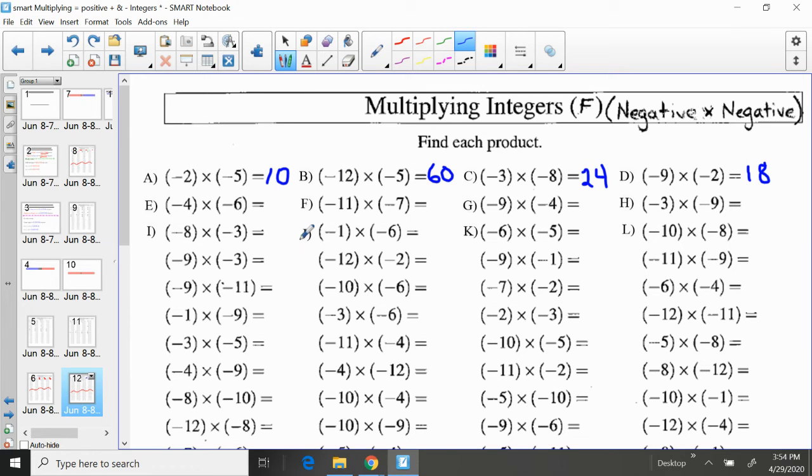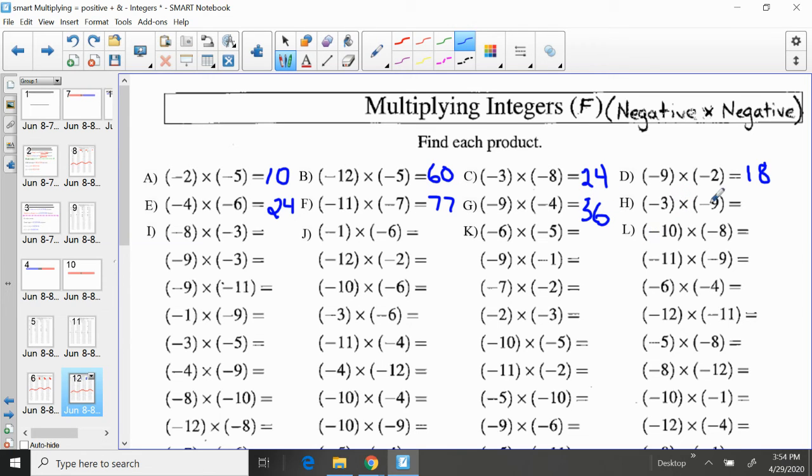All right, look at a couple more. -4 times -6. I know my answer is going to be positive. What's 4 times 6? 24. -11 times -7. I know my answer is going to be positive because it's a negative times a negative. 11 times 7, that's 77. -9 times -4. Negative times negative is positive. So then what's 9 times 4? 36.